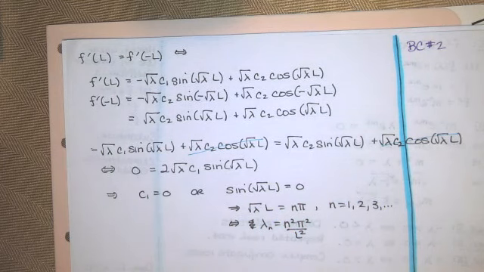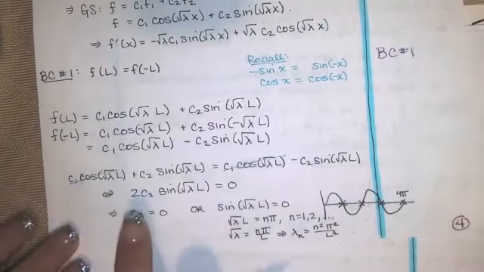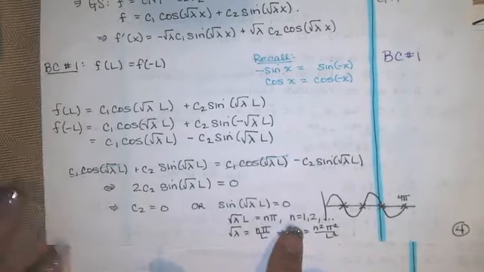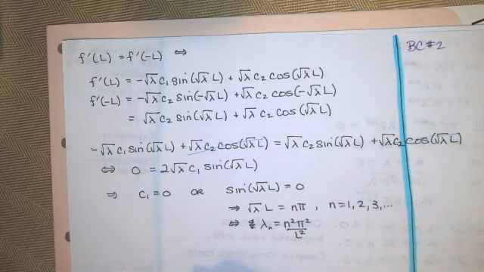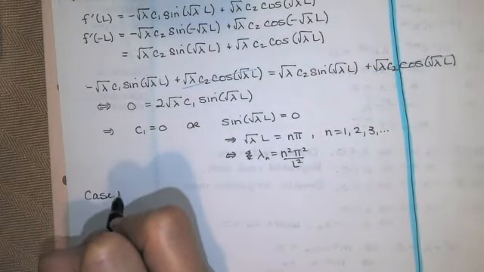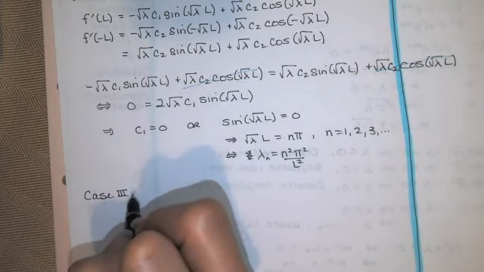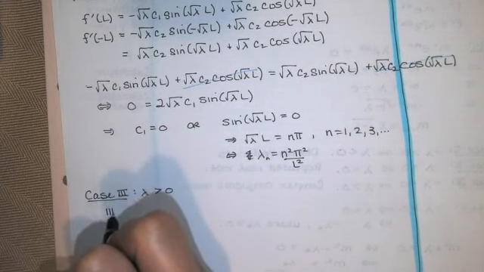Okay, now here is where you want to be careful. We had an or statement for both boundary conditions. This says C2 equals 0 or this is 0. This says C1 equals 0 or this is 0. So there are actually a few cases within case 3. So let's go through case number 3, which is what we're in, where lambda is positive. And then we're going to look at case number 3, part 1.